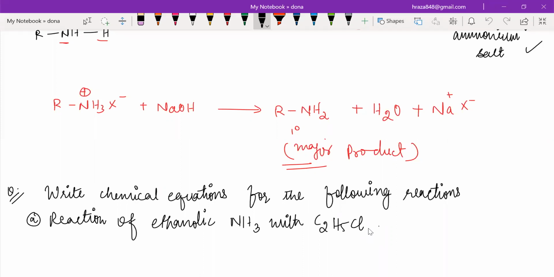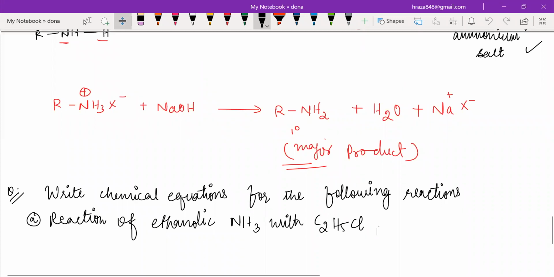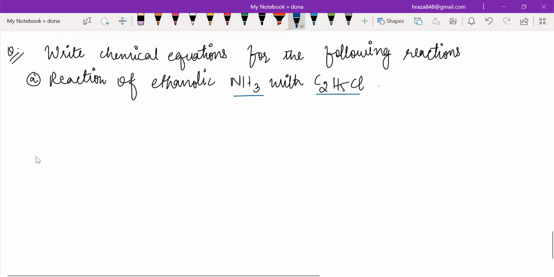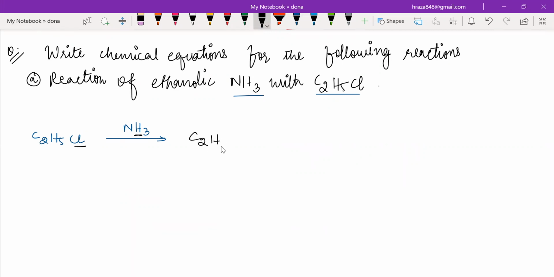I'm not sure how to write this. Okay, no problem. It's very easy. Reaction of ethanolic NH3 with C2H5Cl. You have C2H5Cl and you are going to react this with NH3. What will happen? It's very simple. One of the hydrogens will be replaced. So what you will get? C2H5NH2. You will get this primary amine, 1 degree amine. And the chlorine and one of the hydrogens will be the byproduct that we don't need to write. Yes or no?